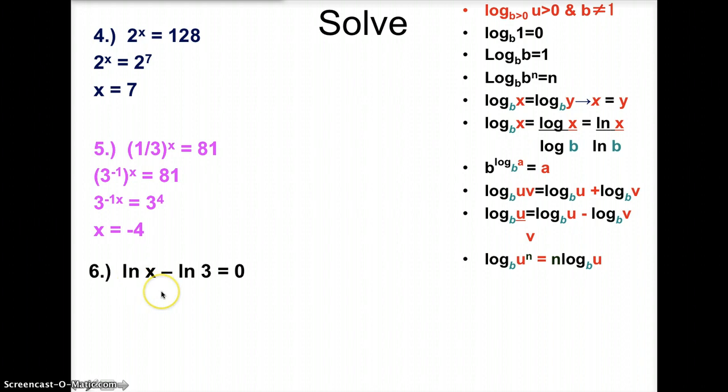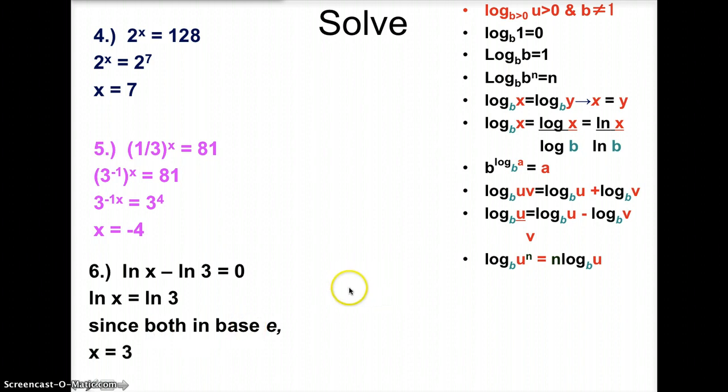This one we're going to solve by adding the natural log of 3 to the other side. And then at this point we apply this law right here, this rule, which is the equality rule. Up here, base b equals base b. The two bases match. I'm base e and base e. So the antilogs are equal, since it's in both base e. So x equals 3. You see, that's the use of the log rules.